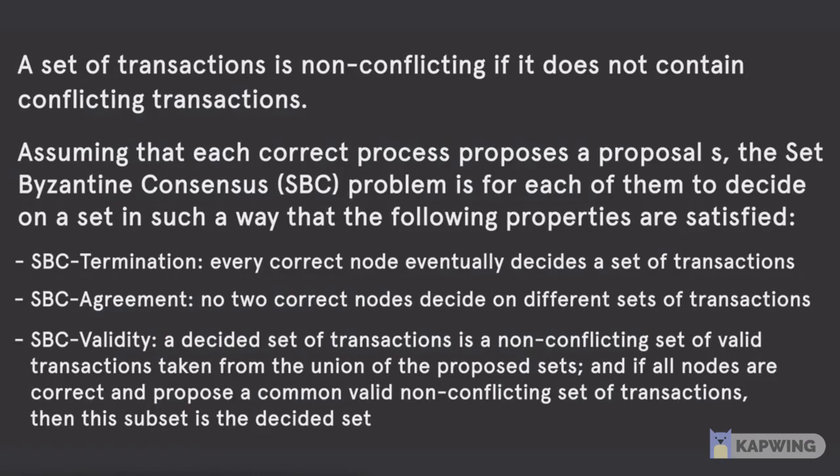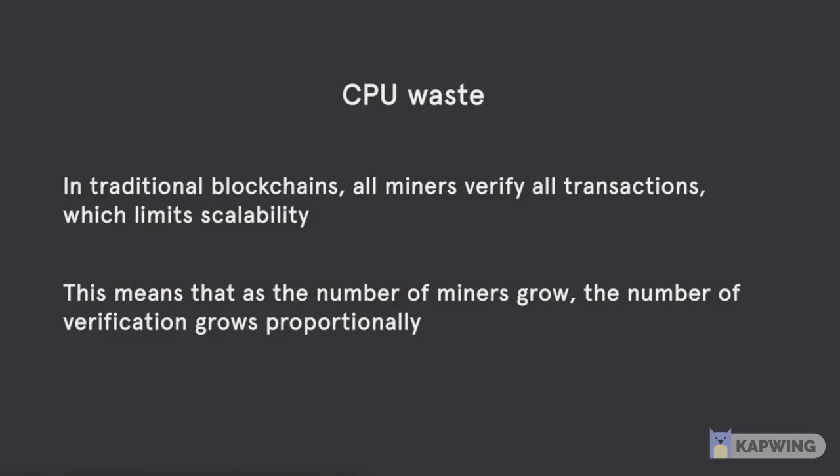The set Byzantine consensus is well suited for blockchain. However, each miner has to verify the transactions, which limits the scalability. As the number of miners grows, the number of verifications needed grows proportionally. Subsequently, this means that there is no way to leverage the additional resources to gain performance. This limits the blockchain scalability.